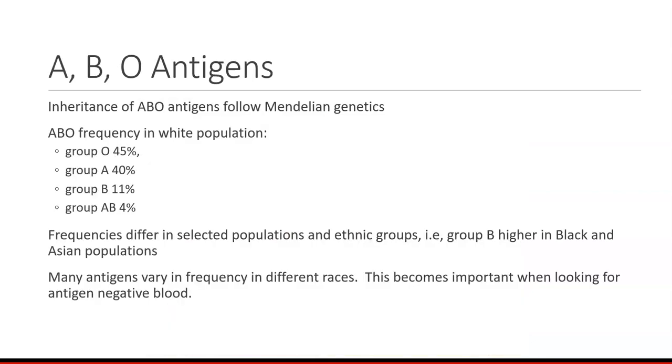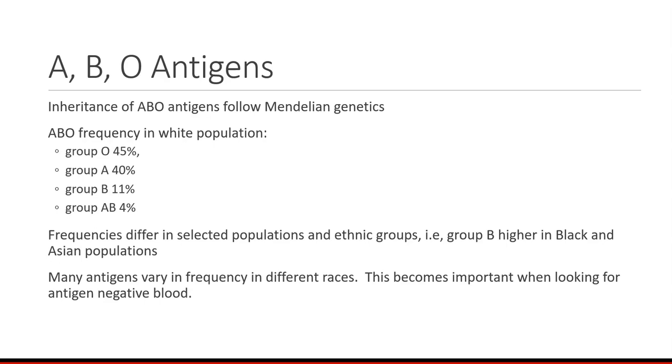The inheritance of ABO antigens follows Mendelian genetics, which we've already talked about. And ABO frequency in the white population is approximately 45% group O, 40% group A, 11% B, and 4% AB. You must memorize these statistics. This becomes very useful when you're actually working in the transfusion service. The frequencies differ in selected populations and ethnic groups.